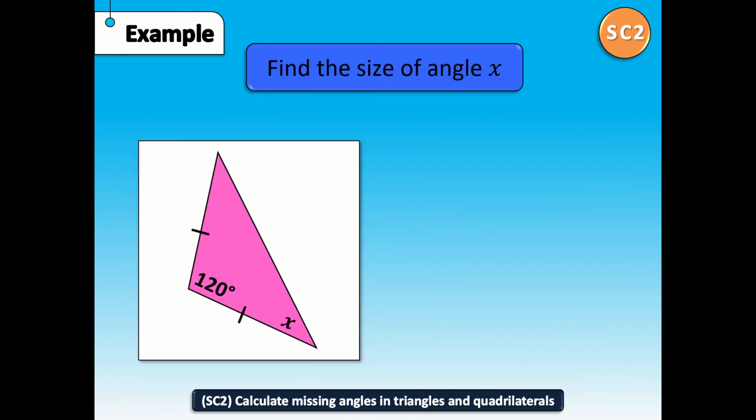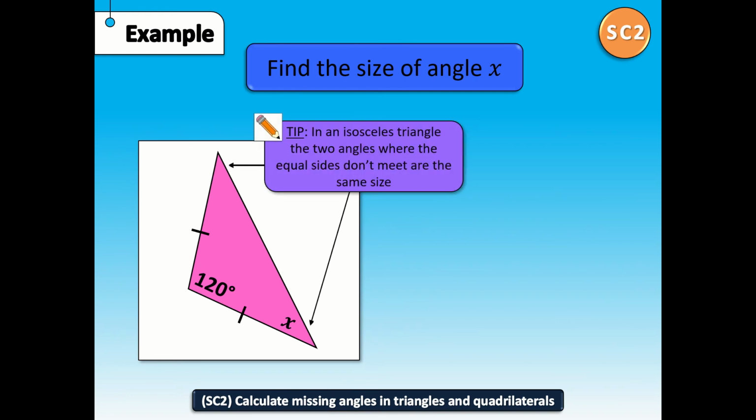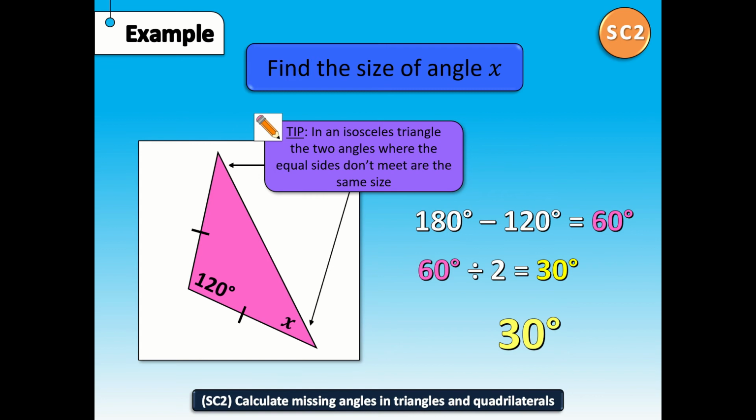If we want to find the size of angle x, so this is an isosceles triangle, and these 2 angles are going to be the same size. So if we take 120 away from 180, the 2 base angles must add up to 60. And if they're both the same, we can divide it by 2, so both angles are 30 degrees.